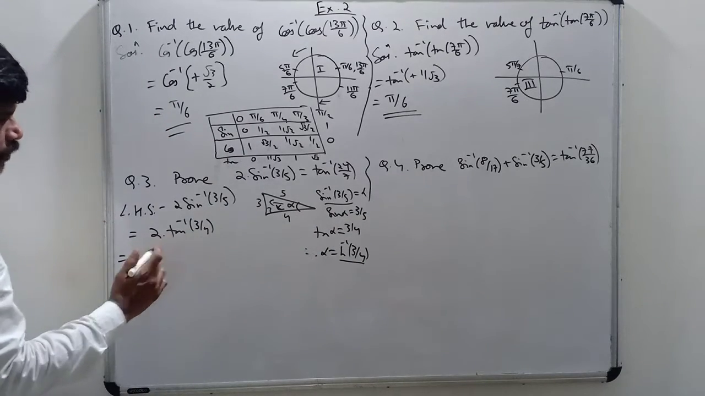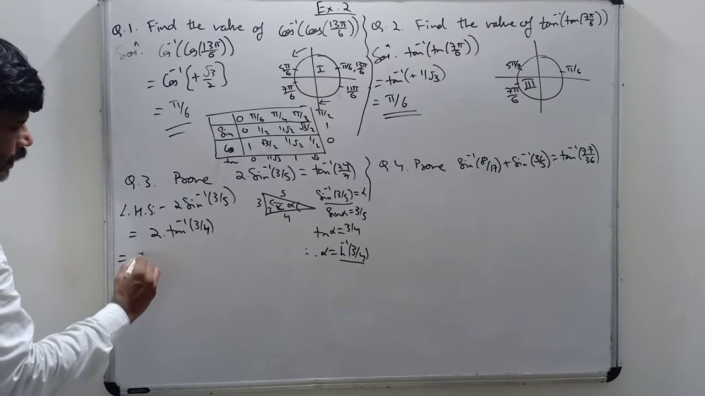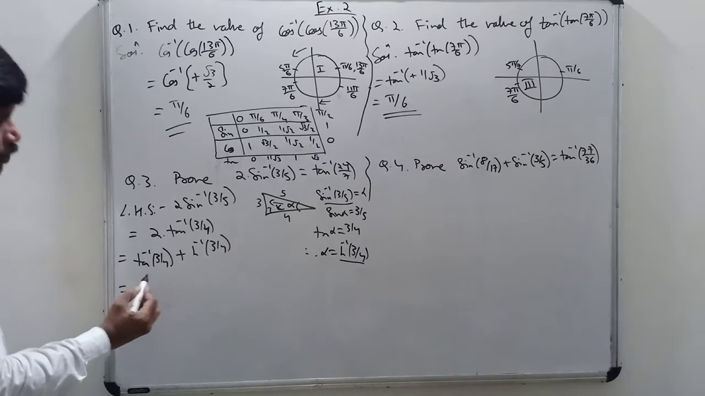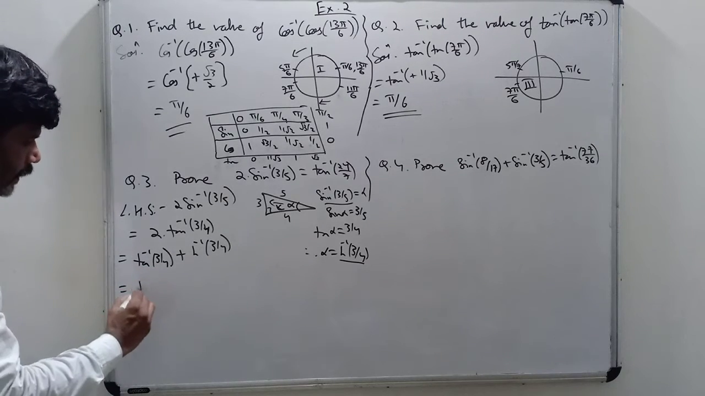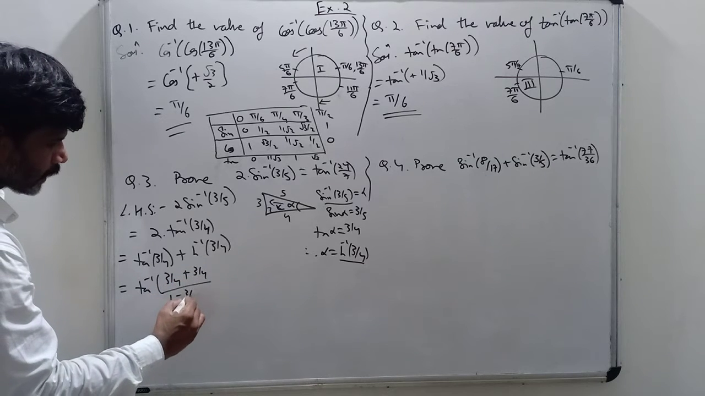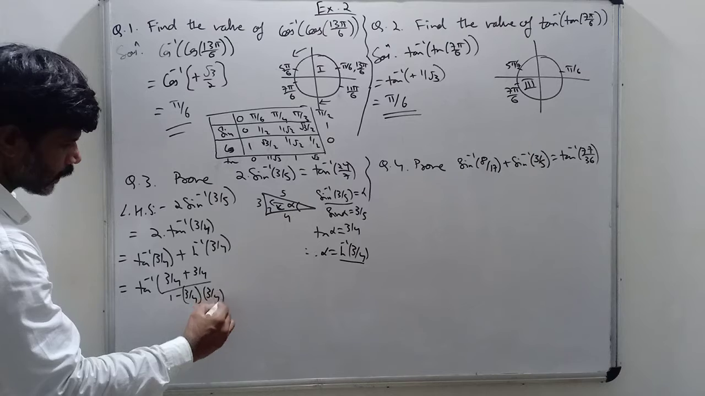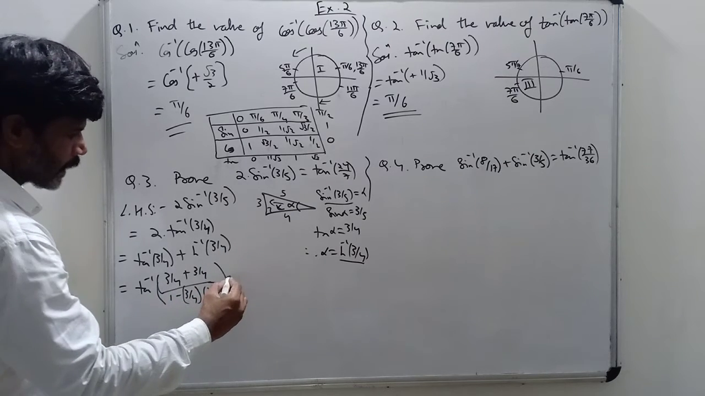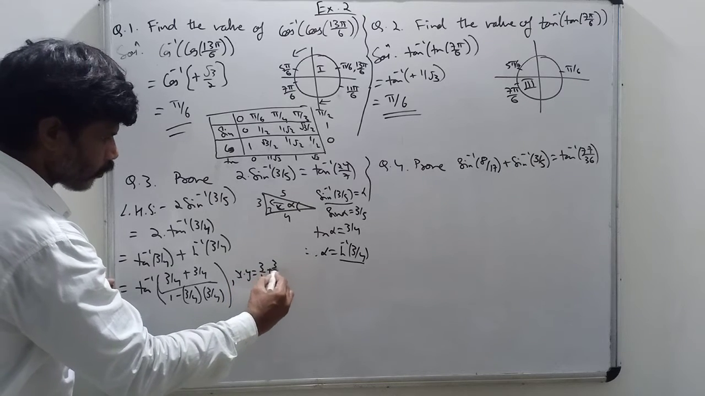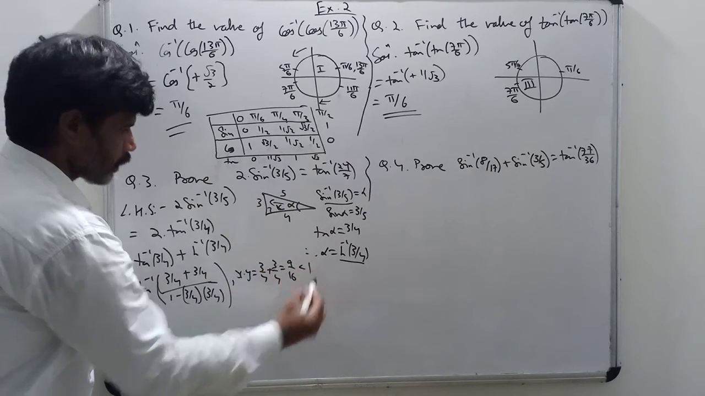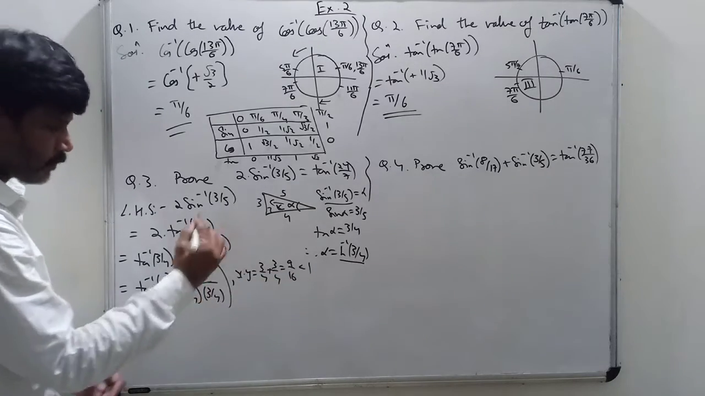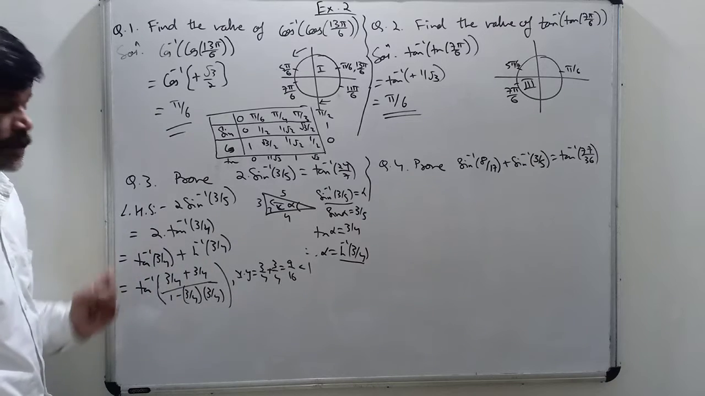Now this 2 times tan inverse of 3 by 4, I am writing as tan inverse of 3 by 4 plus tan inverse of 3 by 4. Now you know the formula: tan inverse of x plus tan inverse of y is tan inverse of (x plus y) upon (1 minus x into y), when xy is less than 1. So here I will check x into y, that is 3 by 4 into 3 by 4, which is 9 by 16. Of course it is less than 1, so we have applied this formula. If it is greater than 1, then we have to add pi. If it is equal to 1, then directly you can say the value is pi by 2.